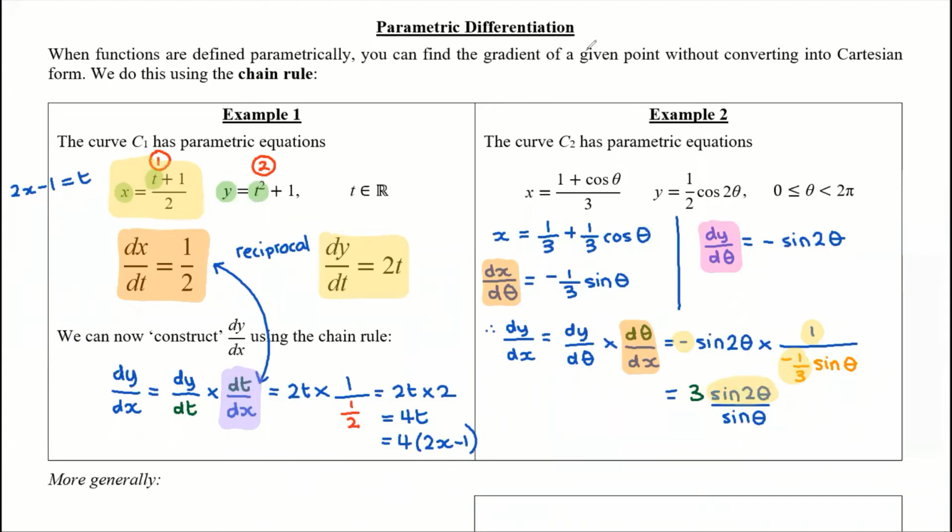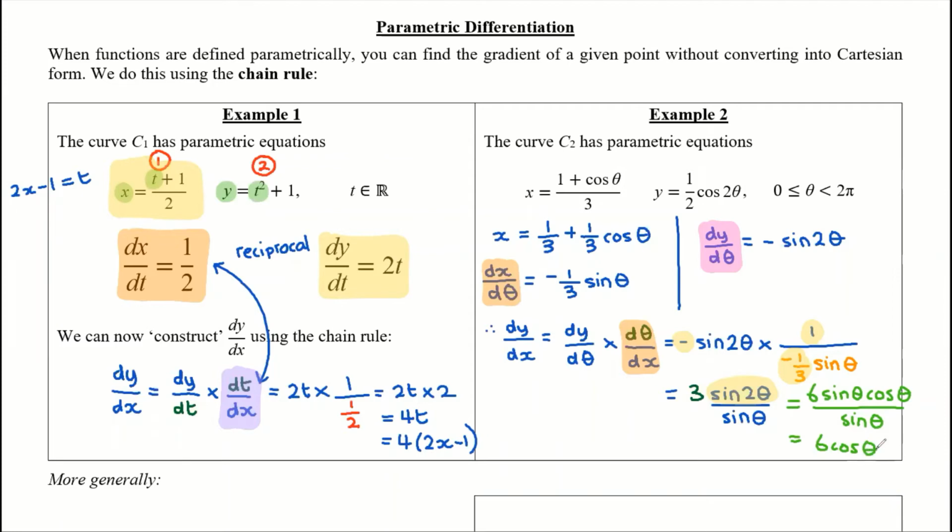So if I replace this with 2 sine theta cos theta, and I multiply all that by 3, of course, that's going to give me 6 as the coefficient here, and that's all going to be over sine theta. Then the sine thetas, of course, will cancel, and we'll simply be left with 6 cos theta.